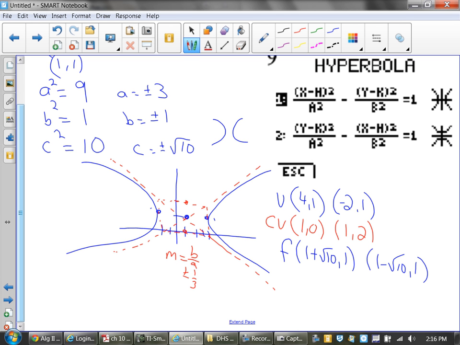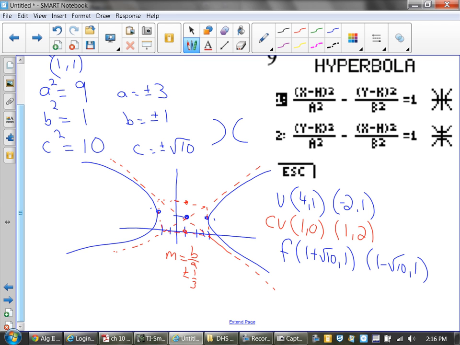That's what I was going to ask. Sorry, you do that from the center. Yes, always from the center. C is always from center to focus. Sometimes you're adding to the x coordinate, sometimes you're adding to the y coordinate. It depends on the direction the curve is going.